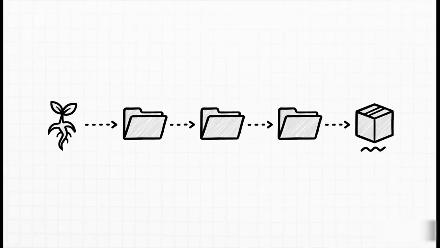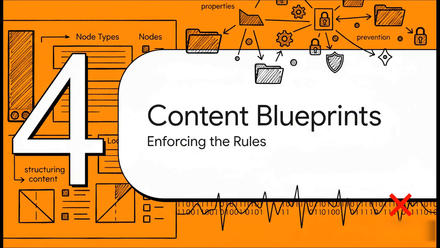For example, a path like this one tells you exactly where to go. You start at the very top, the root, then you go down through the content node, then brand, US, EN, and boom, you've arrived at the products node. It's just a clean, logical map to your content. Okay, so we've got nodes as containers and properties as the data.